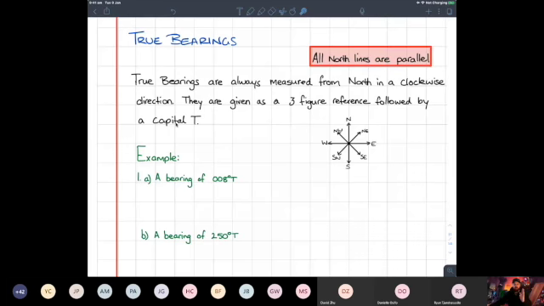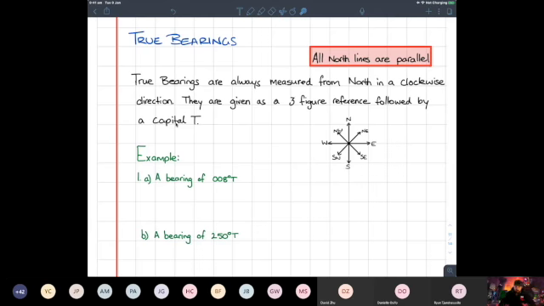True bearings are always measured from north in a clockwise direction. So you always, no matter what, wherever you're starting from, you look north and you turn clockwise. They're always given as a 3-figure reference, followed by a capital T.